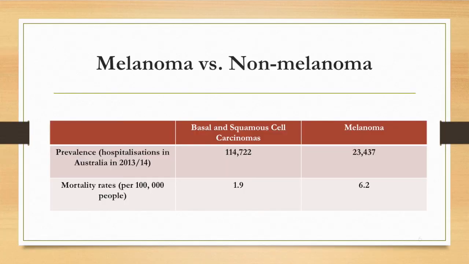Basal and squamous cell carcinomas are more prevalent than melanoma, as evident by the 114,000 hospitalizations in Australia in 2013-14 compared to the 23,000 for melanoma. But melanoma has a much higher mortality rate at 6.2 deaths per 100,000 compared to 1.9 for non-melanoma skin cancers. For this reason, we will be focusing on melanoma.